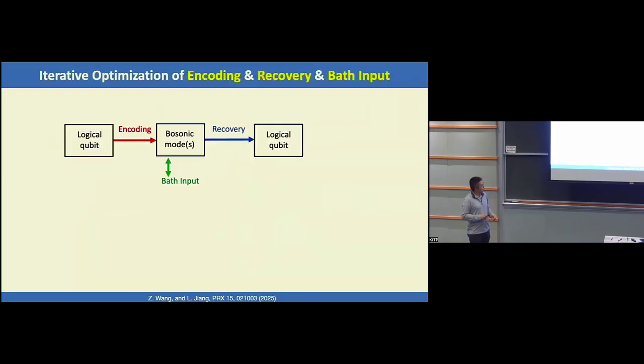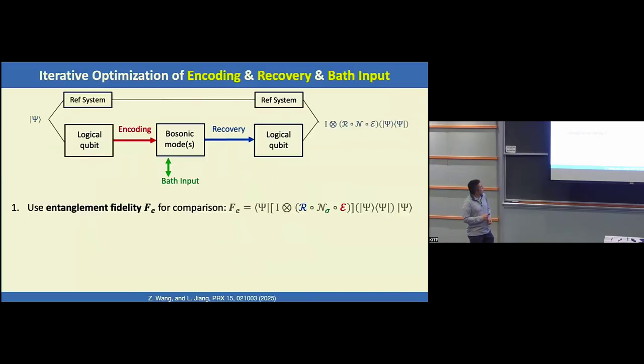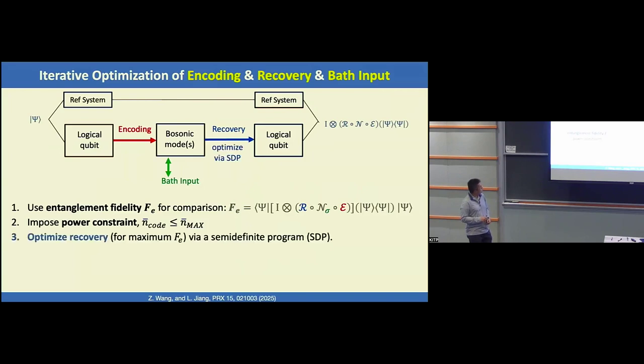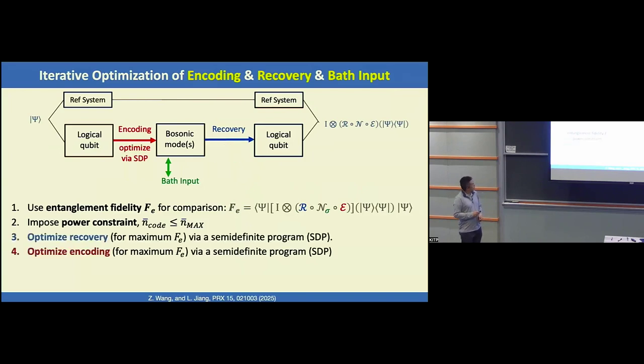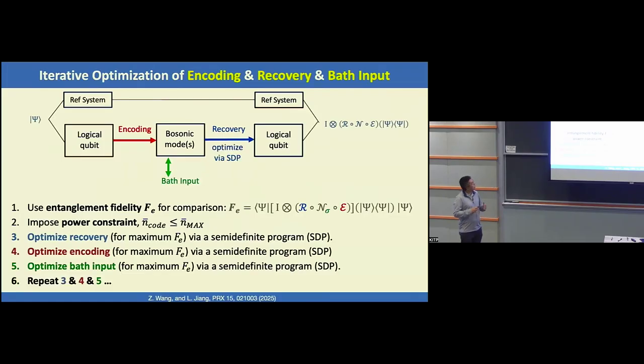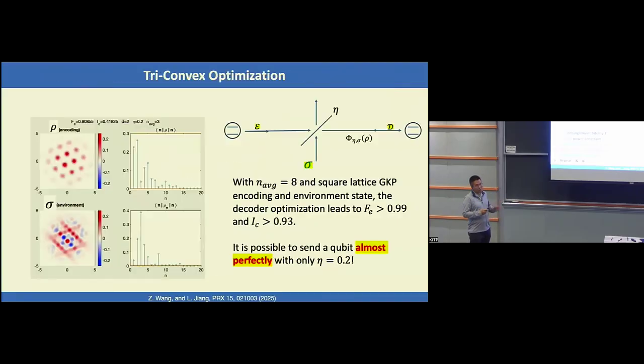So just similar to our optimization of the bosonic code, we can first define the entanglement fidelity, which is a linear function of encoding, decoding, and also the noise channel, and put the photon number constraint. We optimize the recovery, optimize the encoding, and optimize the noise input this time. So we call this tri-convex optimization, and we iterate. First, there's no guarantee that this will converge, but it turns out that it actually somehow miraculously does. And what happened is that we get the optimum input, which is hexagonal GKP again.